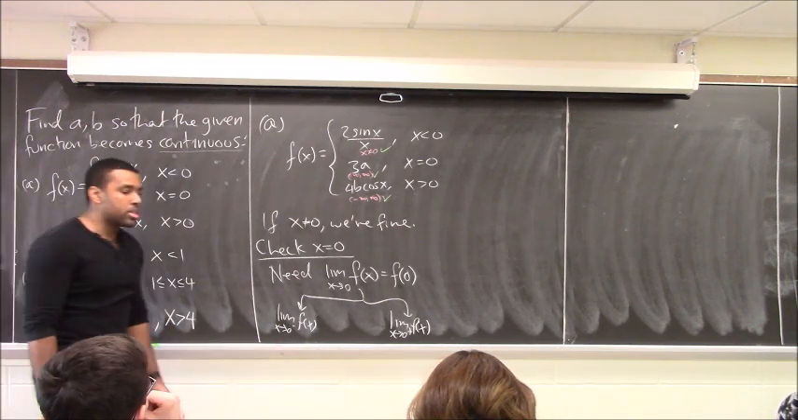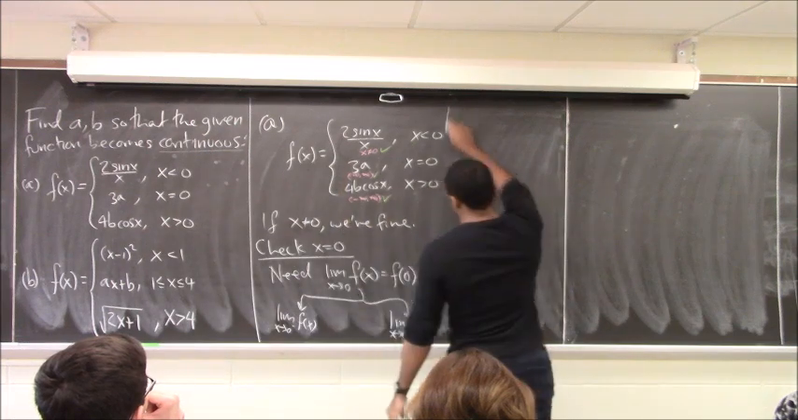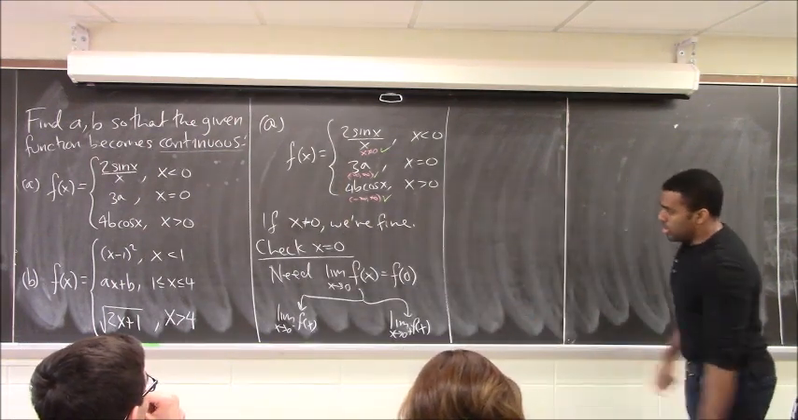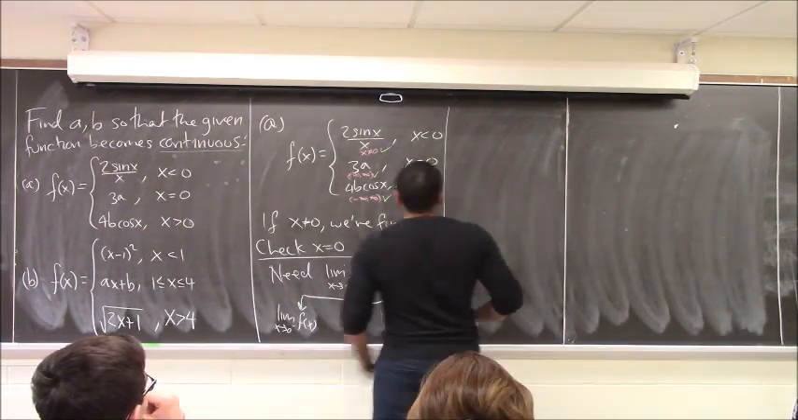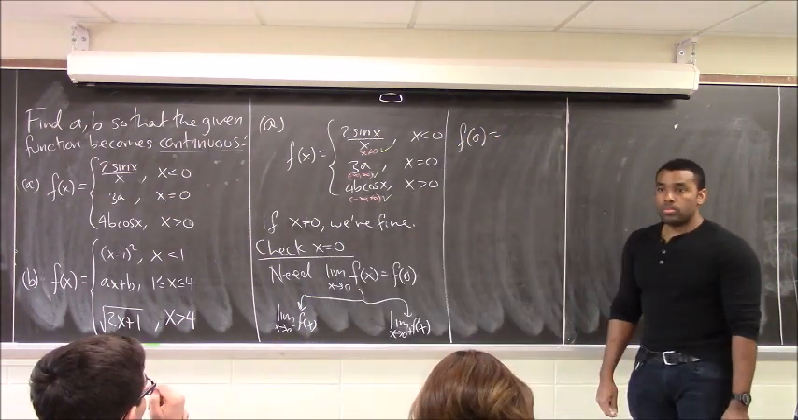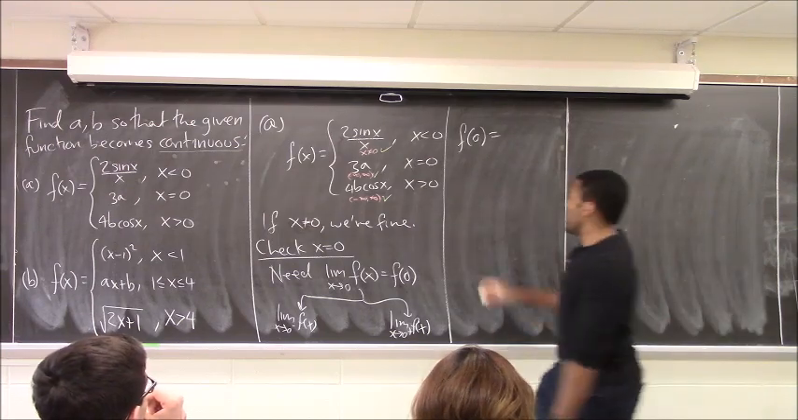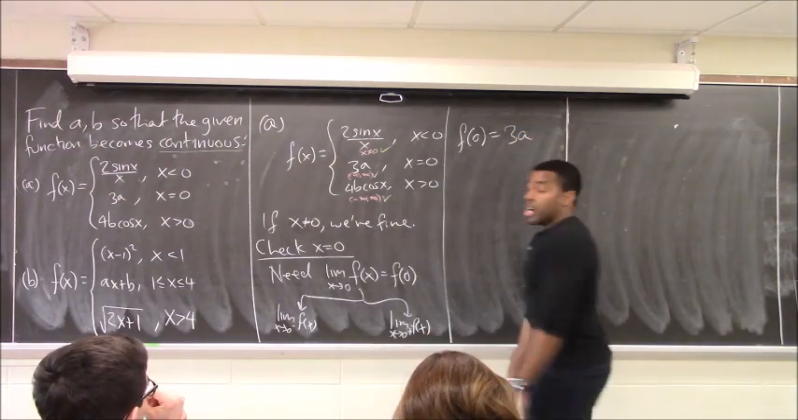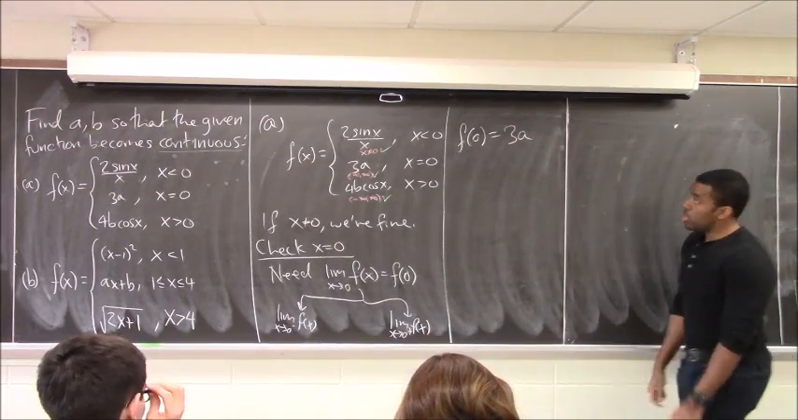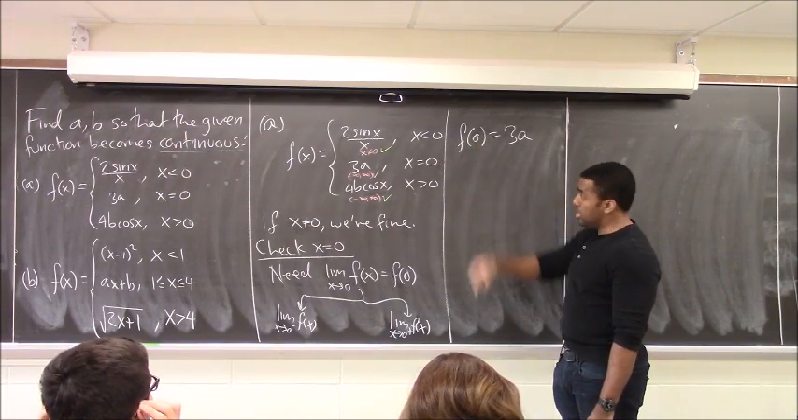What does it mean for them to connect? This equation holds. Okay. So let's start by looking at f of 0. What is f of 0 in this case? Yeah, 3a. It's 3a. Remember, a is a constant, it's always going to be the same number. When x is 0, that means we're looking at the middle function, so 3a is going to be that.